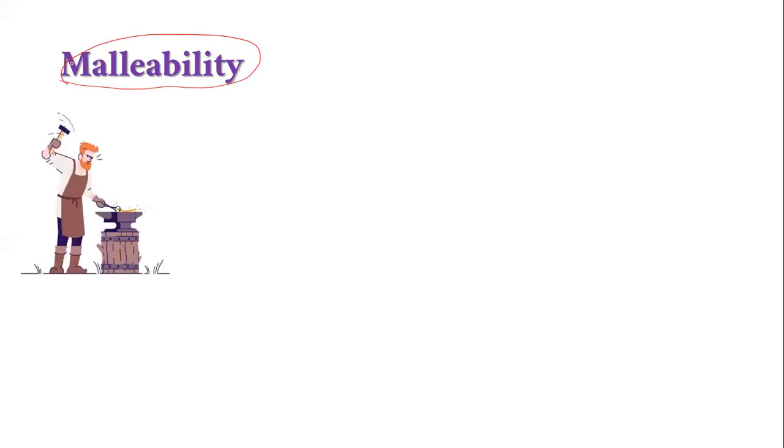Let's proceed. Malleability. This is another property of metals and non-metals that we are going to discuss, and how it differs in metals and non-metals. You might have seen a blacksmith beating an iron article with a hammer. He heats the iron article and then with the help of a hammer he beats it, converting it into thin sheets. Then when iron is converted into a thin sheet, he can make new articles out of it, for example any tool or a screw, anything he can make from this iron piece.